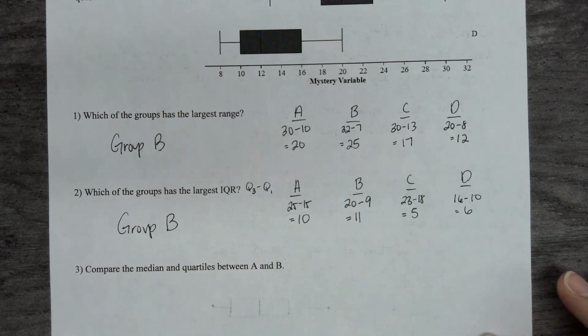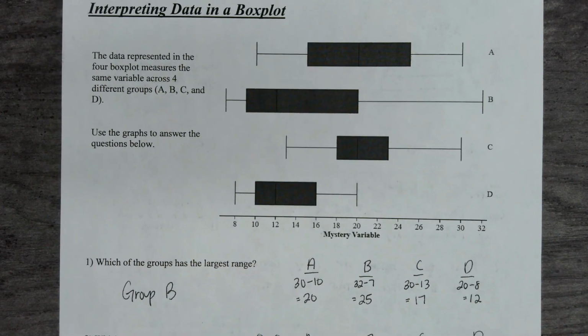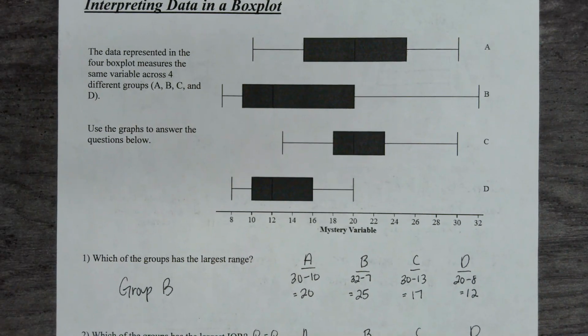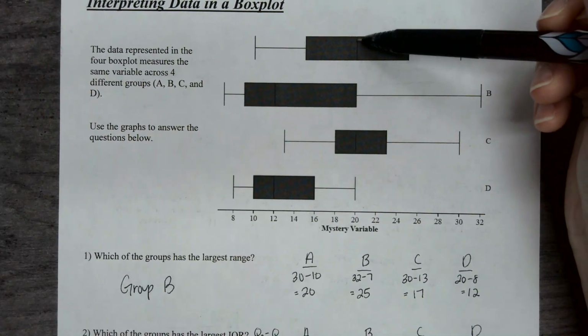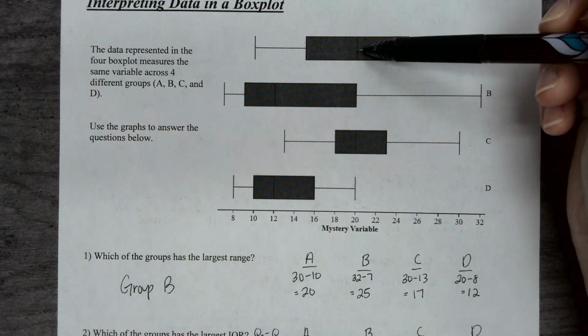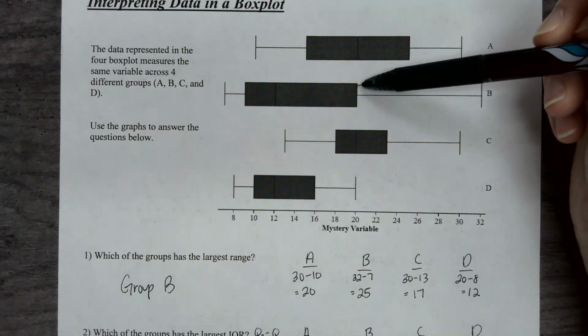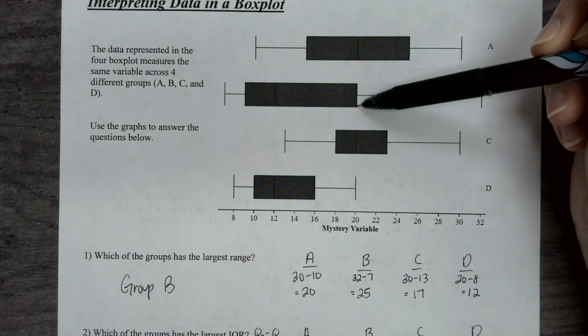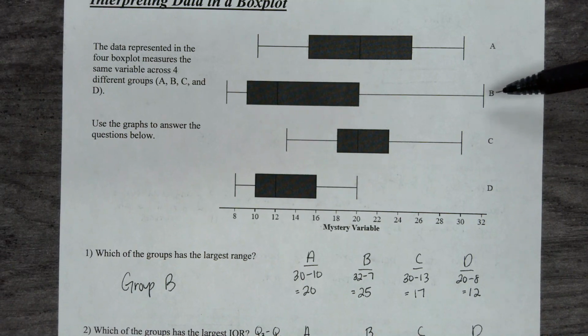All right, so now we're going to compare the median and the quartiles between A and B. So remember, this is our median. Our median of A, the 20, is equal to the quartile 3 of group B. So it's something that we could say.